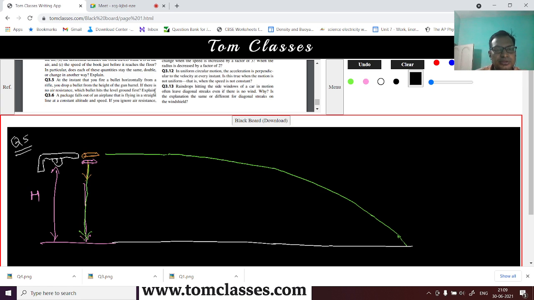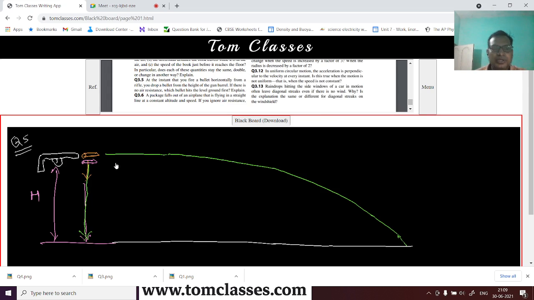Okay, if there is no air resistance, so we will neglect the air resistance. However, air resistance becomes significant sometimes. Which bullet hits the level ground first? Explain. Okay, so we have to explain this. Okay, so let's see. So this is the situation.